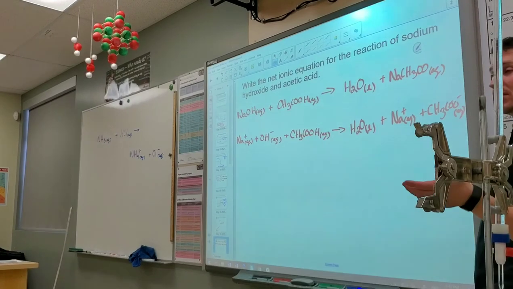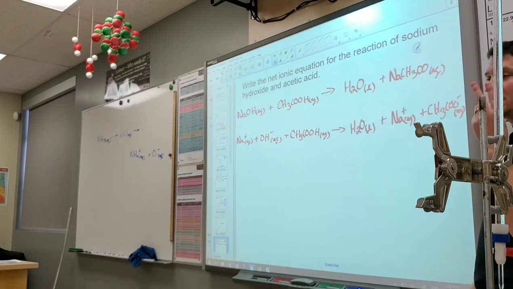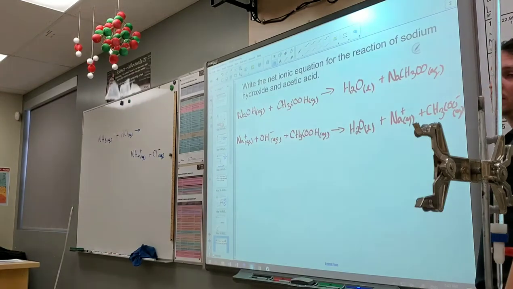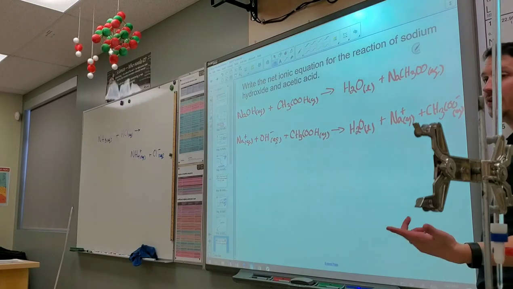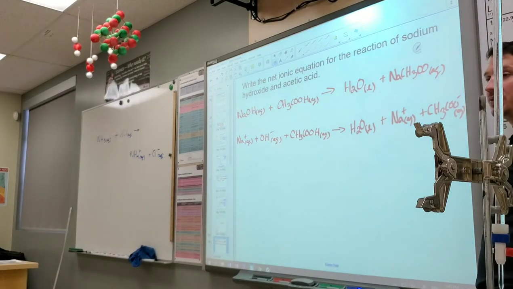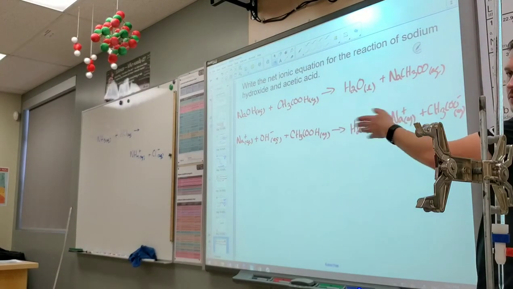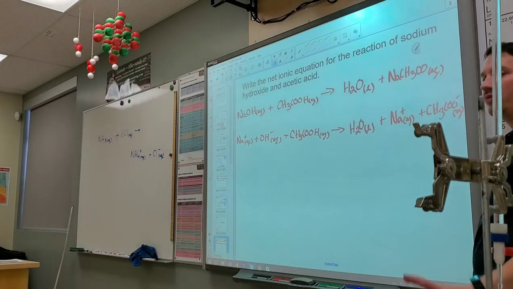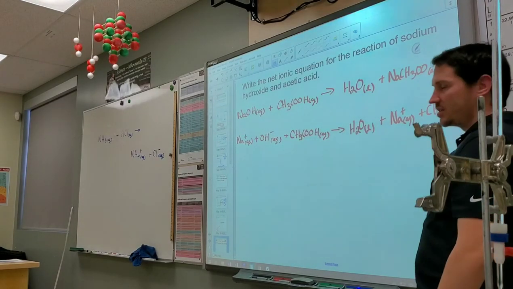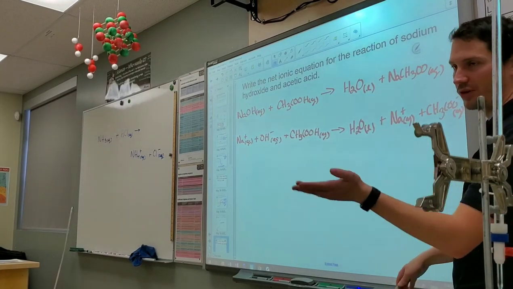Something to remember is our two laws, right? When's the last time I said something about our two laws? A long time ago, that was probably a month ago. Charge and mass. Conservation of mass and conservation of charge. Does this add up with our law of conservation of mass and charge? Yes. Don't focus on the mass right now, but focus on the charge. A positive and a negative on that side, a positive and a negative on that side. We're good.